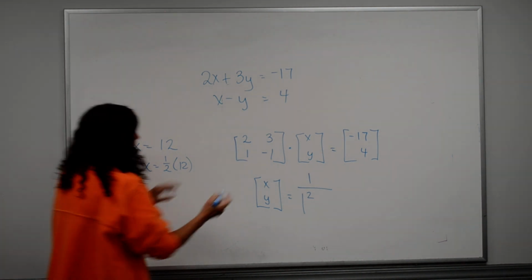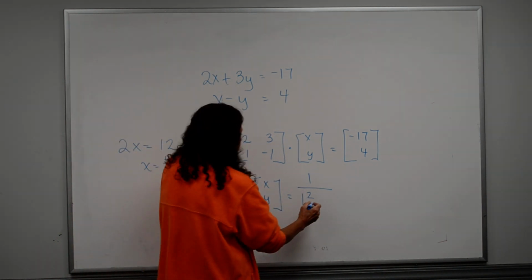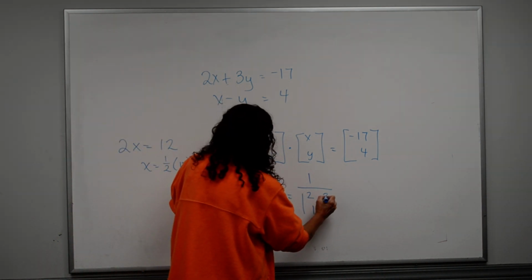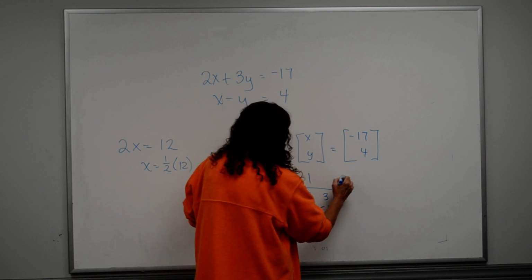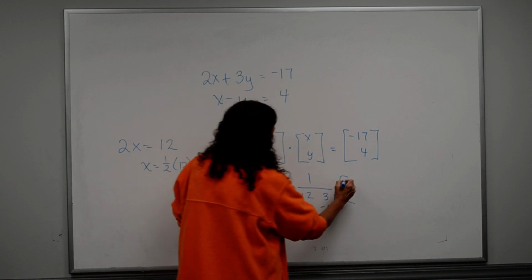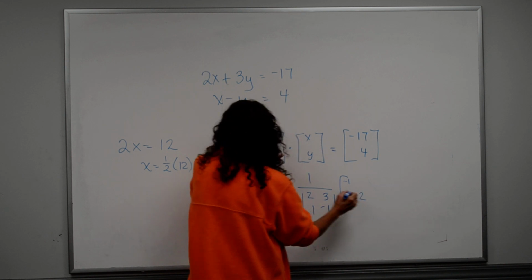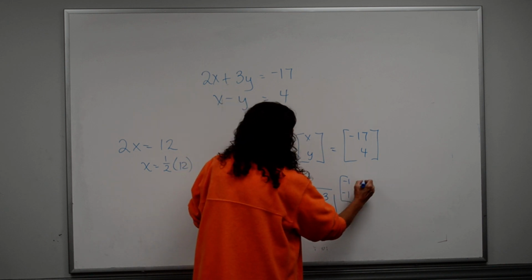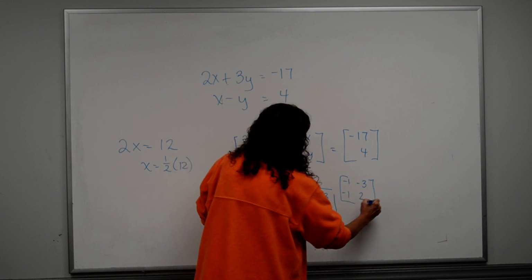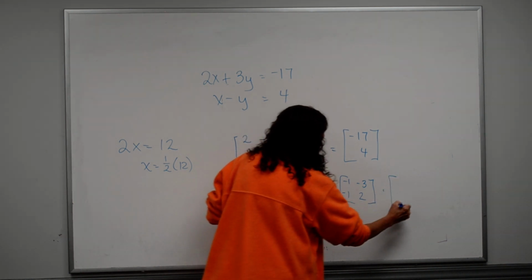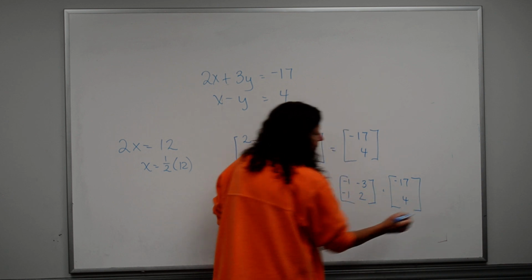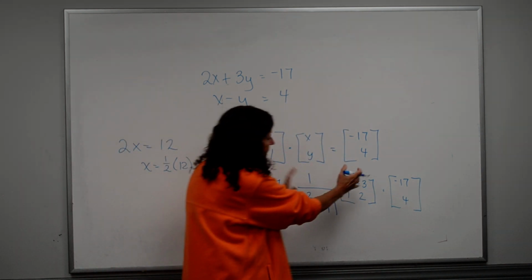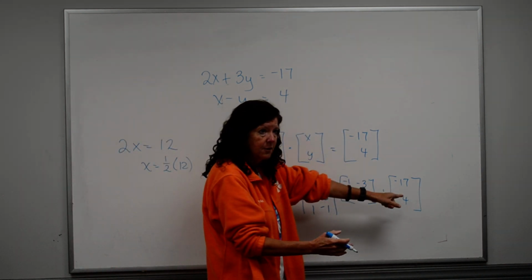Okay, so 1 over the determinant of 2, 1, 3, and negative 1, times, remember I'm going to switch those two, so negative 1, 2, and then I'm going to take the opposite of those, that's my pattern, times the negative 17 and the 4.